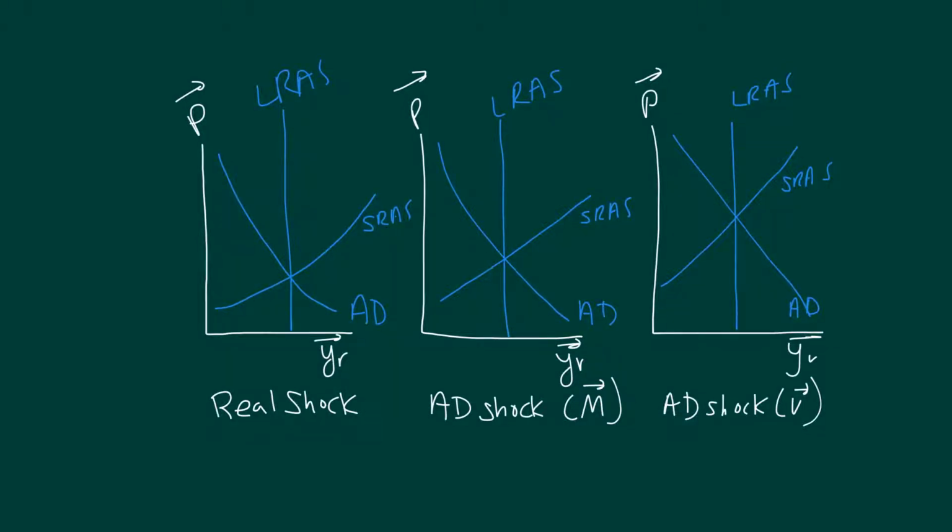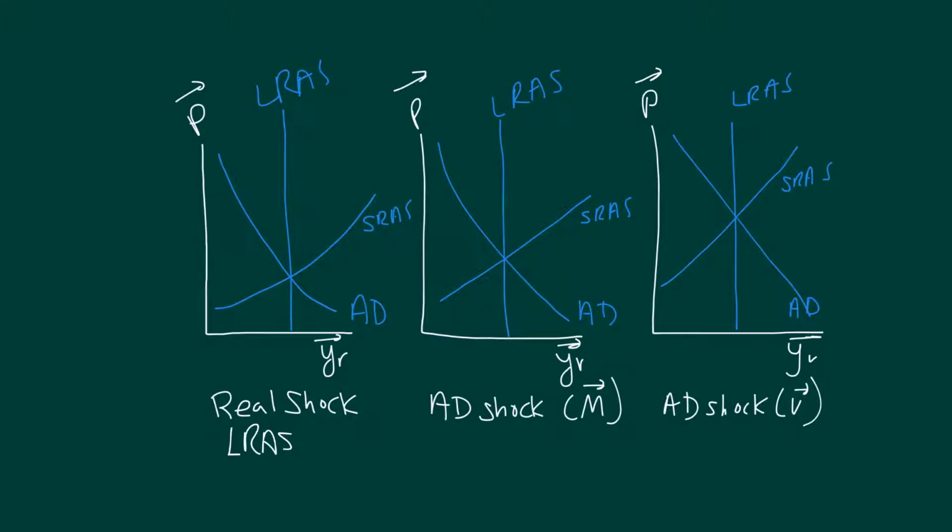All right, so to wrap up our aggregate demand, aggregate supply lecture, I wanted to show you these three possible ways that the model can be shocked by changes in the economy, and hopefully that will help limit the amount of confusion. On the left-hand side is the real shock, and this is basically where we started the chapter, and a real shock is going to be something that changes your long-run aggregate supply curve.